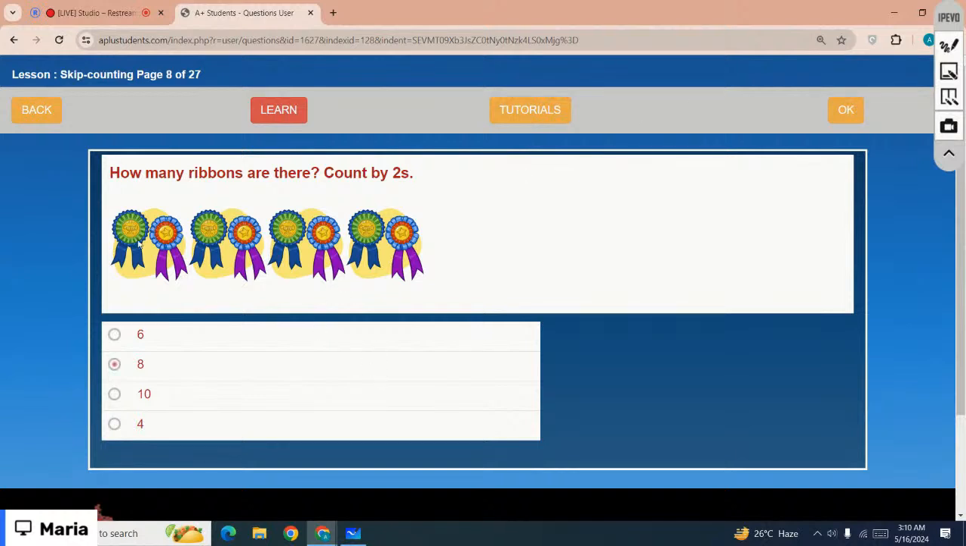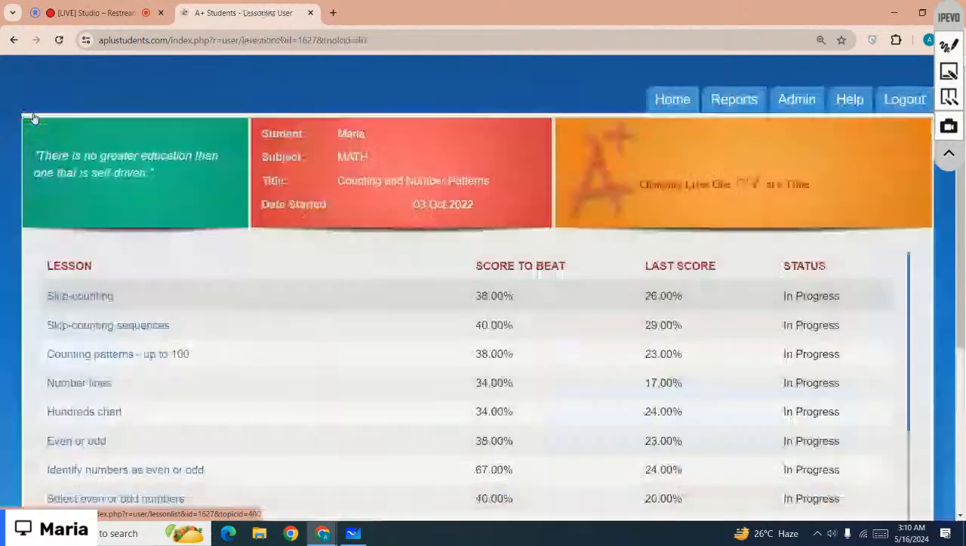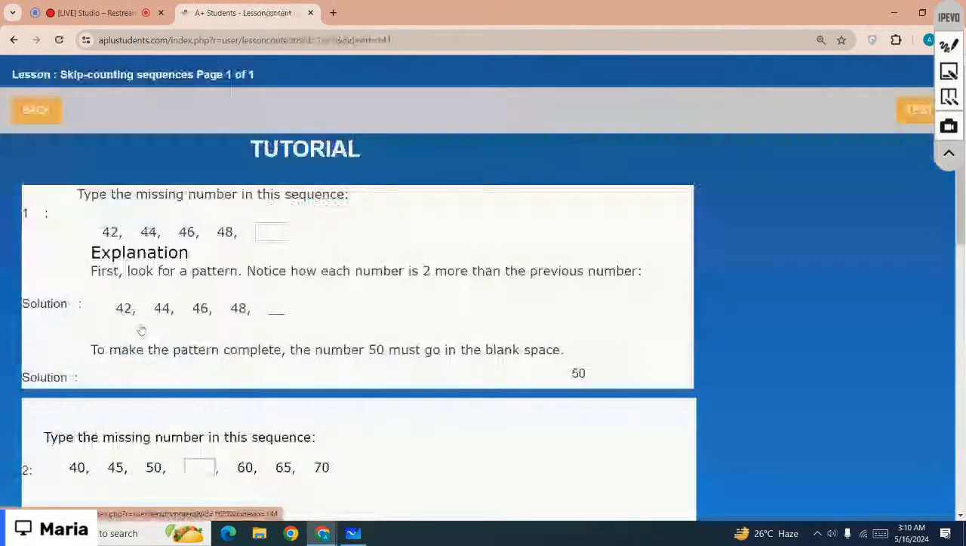So let's just move on to the next lesson, right? You can complete the lesson by yourself later today. The next lesson is skip counting sequences. Let's just start with the next lesson.